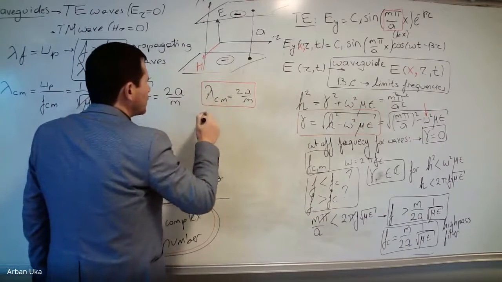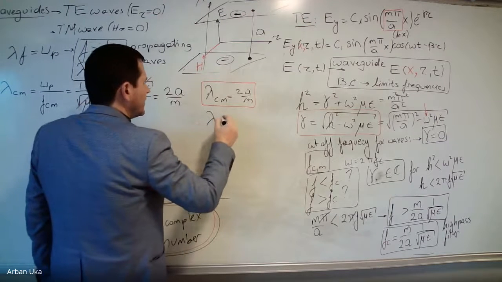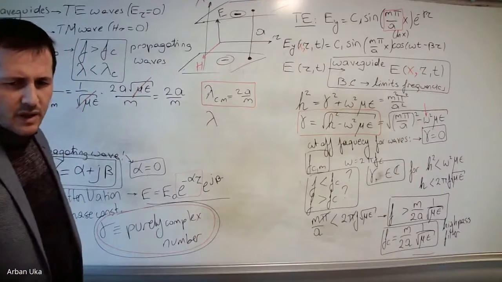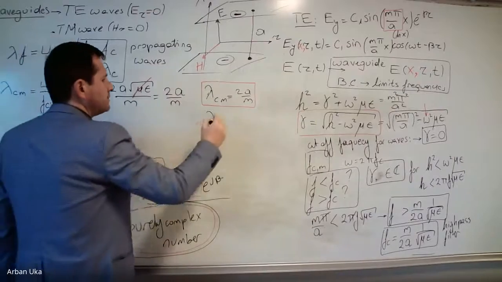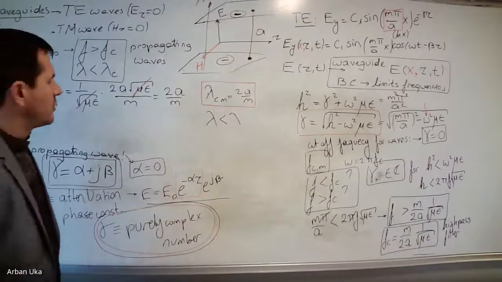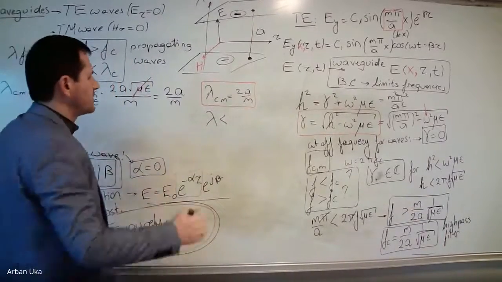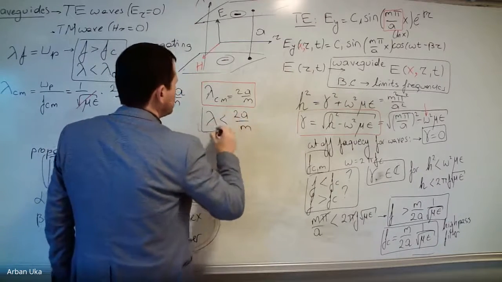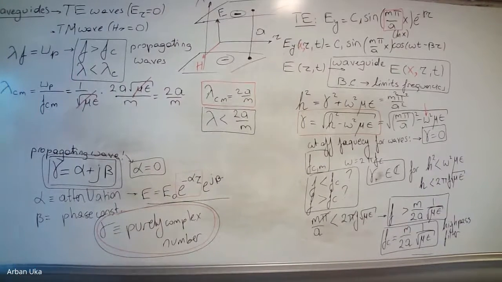But another thing which we should not forget is the following. The wavelength that can propagate, should it be larger or smaller? Who can answer this? Then this should be smaller than the cutoff wavelength, which means this should be smaller than 2a over m.